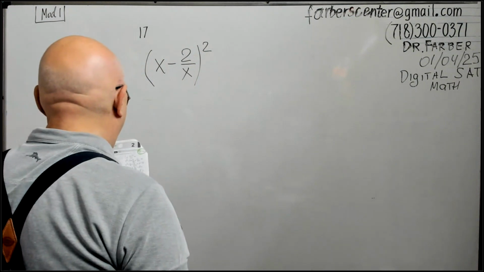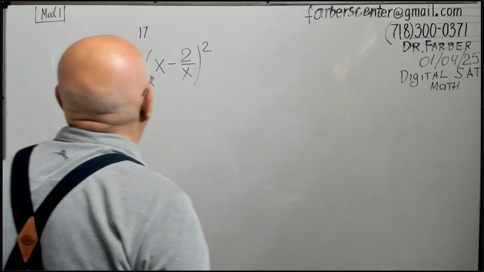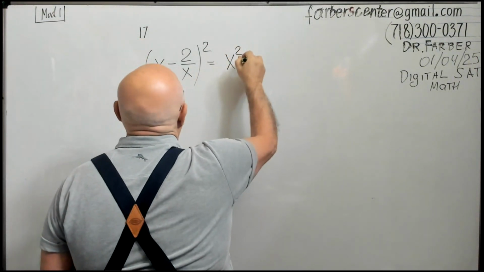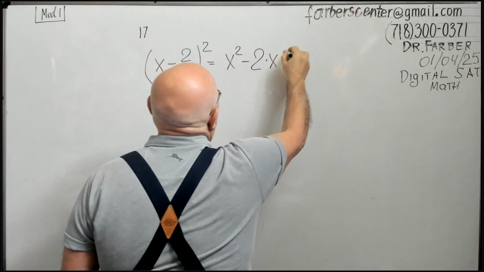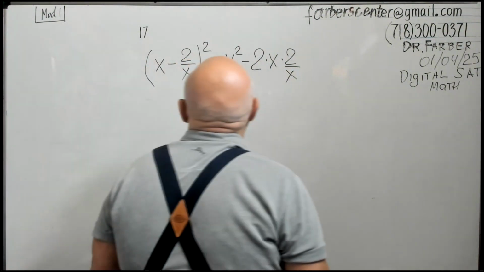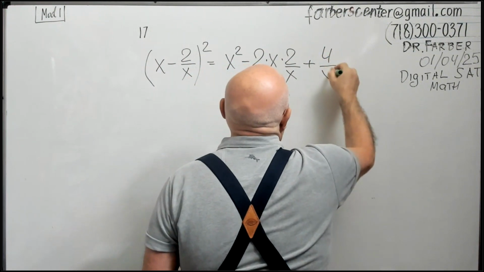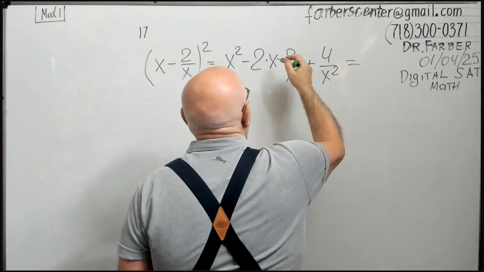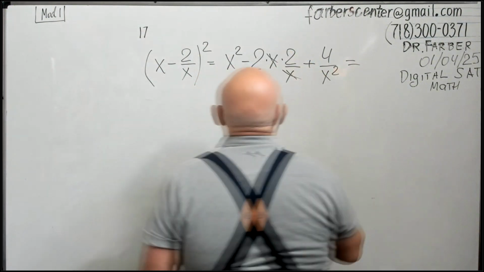Let's use the expanded form: x squared minus 2 times x times 2 over x. I believe everybody knows this formula. And plus 4 over x squared. Now, I can simplify this and this. I can cancel this or this.